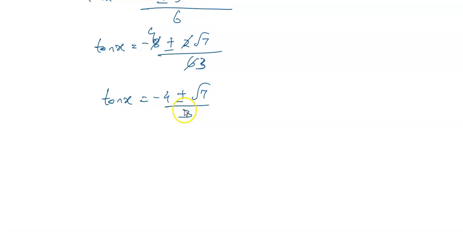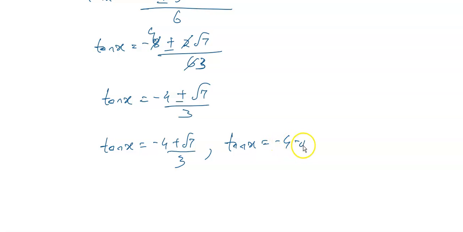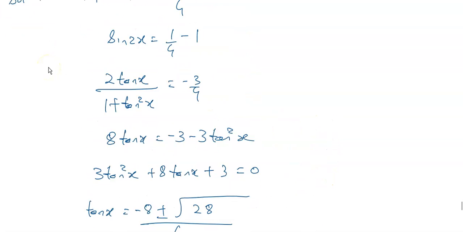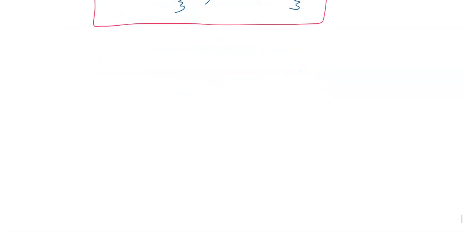Now we have been given that x lies from 0 to pi. So accordingly one positive and one negative value, and if we see this, tan x is equal to minus 4 plus root 7 by 3, and tan x is equal to minus 4 minus root 7 by 3. And now we can check the options. Moving on to the next question, that is question number 21.